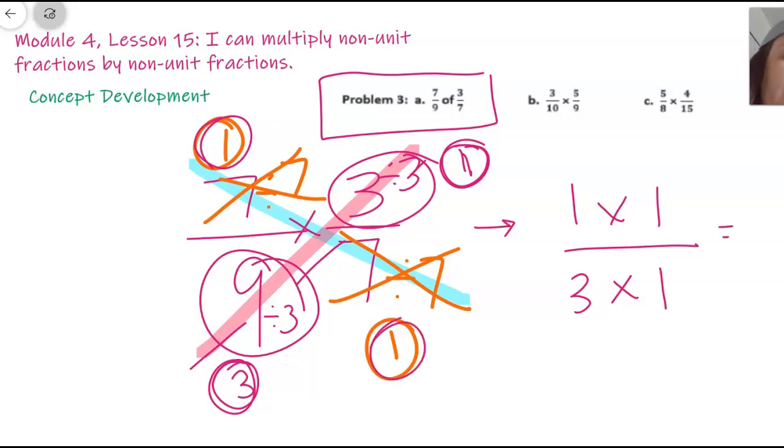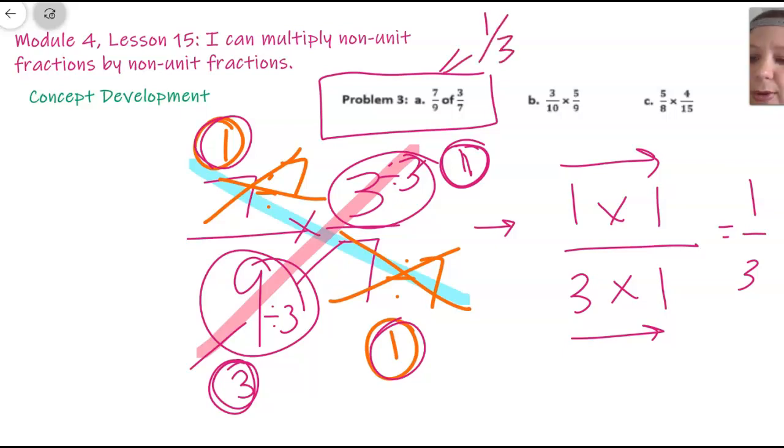So when we multiply fractions, we multiply across. 1 times 1 is 1. 3 times 1 is 3. So the answer to this problem A is 1/3.